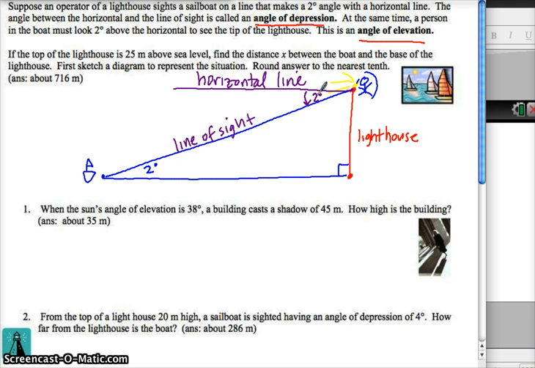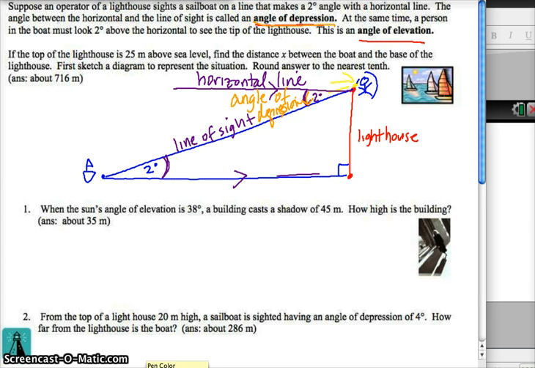Well, why does that make sense? The horizontal line of sight, or the horizontal line looking straight out, and this line down here are parallel to each other. So what do we know about this angle and this angle? Well, this is the Z, that parallel line. So those are alternate interior angles, therefore they are congruent. Now, vocabulary-wise, this is the angle of depression. So this was the original angle that was described in the sentence above. So that was the angle of depression.